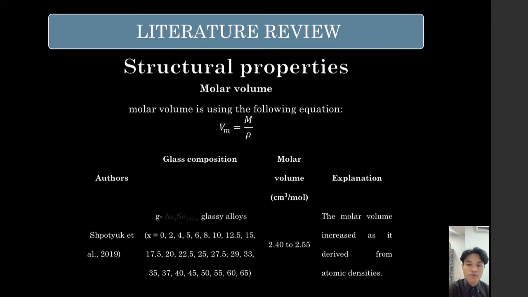For the next structural property, the molar volume can be calculated using the formula, where Vm is the volume occupied by 1 mole of a chemical element or chemical compound, equal to M, the molecular weight, divided by the density of the glass sample. Below is an example of another piece of research, which found that the molar volume of the sample increases, derived from the atomic density.